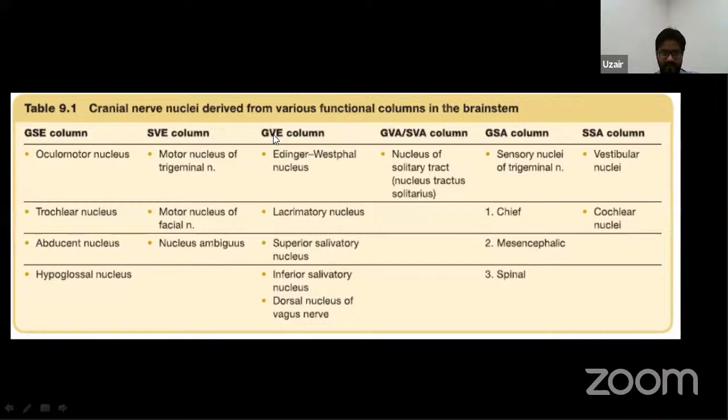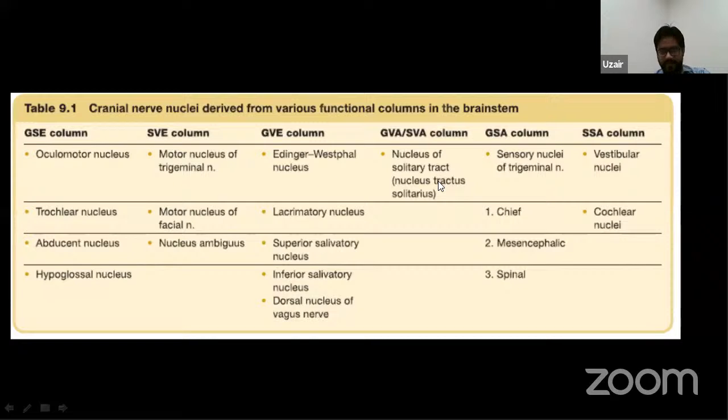Then we have general visceral efferent, mainly the parasympathetic outflow. This is the Edinger-Westphal nucleus for the pupillary reflex. Then we have the lacrimatory nucleus for lacrimation. Then we have the superior salivatory and inferior salivatory nuclei that are going to provide parasympathetic outflow to the organs of salivation. And then we have the dorsal nucleus of the vagus nerve that gives rise to the fibers that supply the viscera as far as the abdomen.